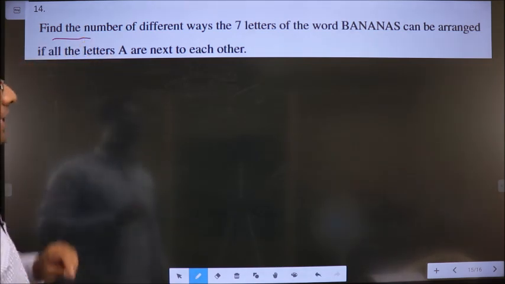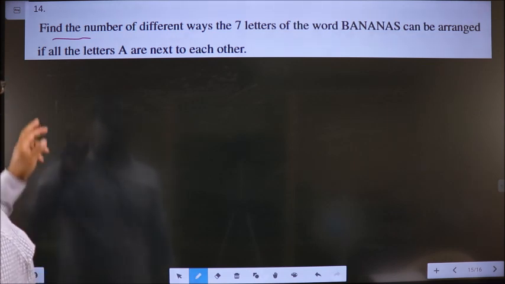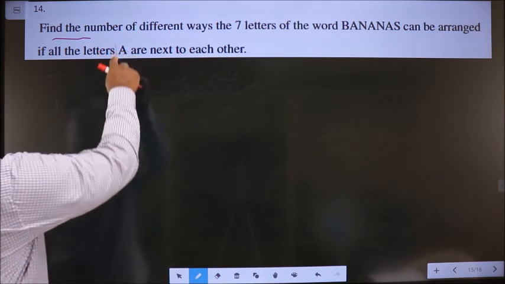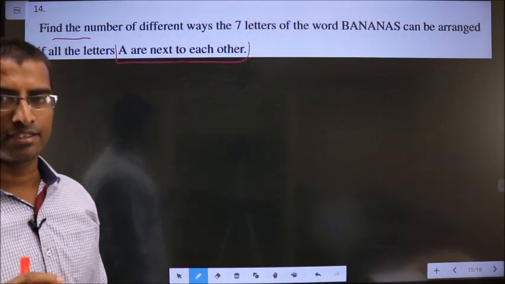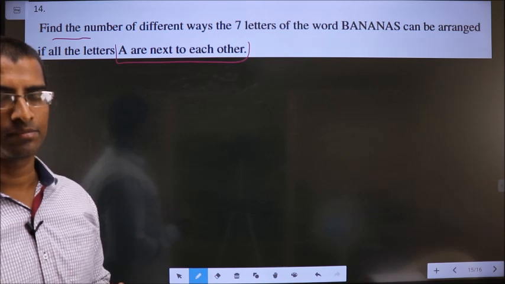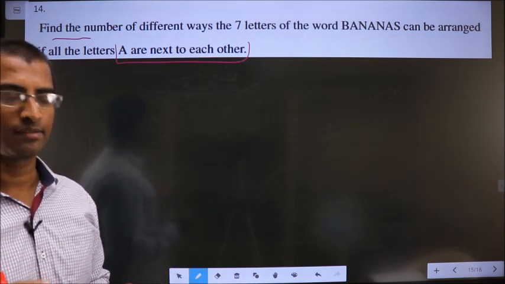Question 14. Find the number of different ways the 7 letters of the word bananas can be arranged if all the letters A are next to each other. Means all the letter A's have to be together. If the A's should be together, I should consider them to be one unit.